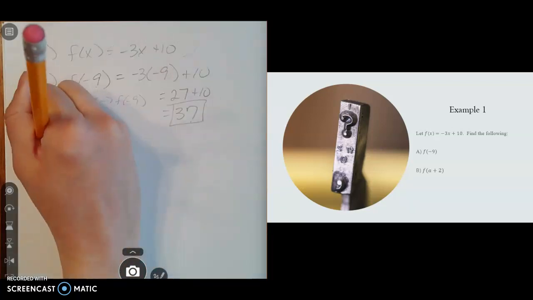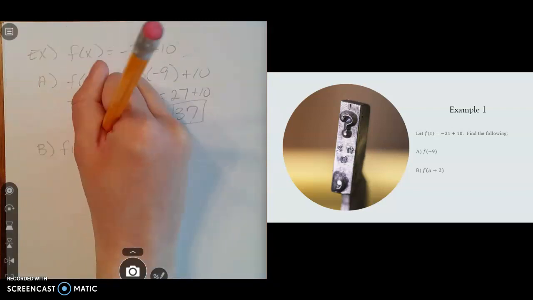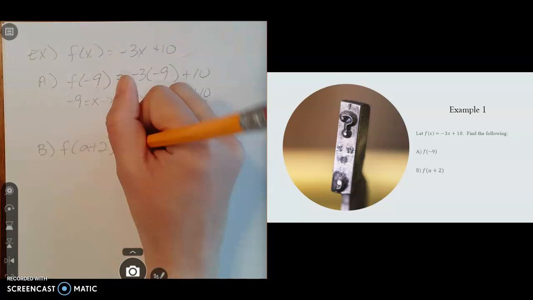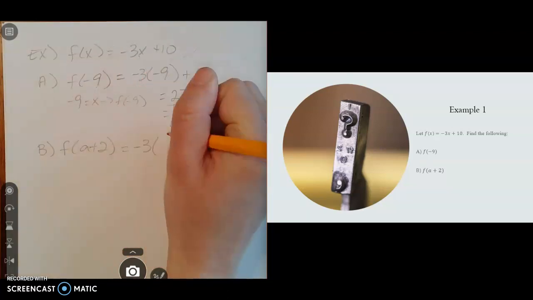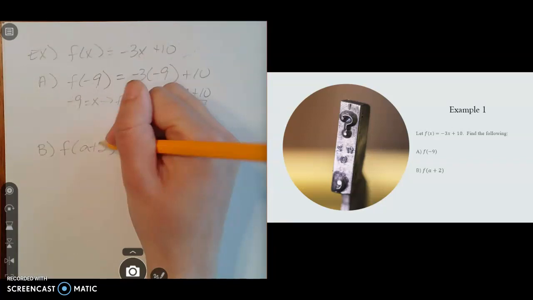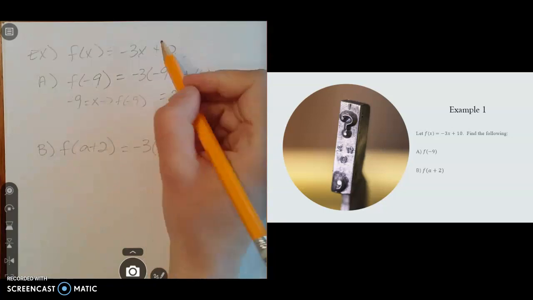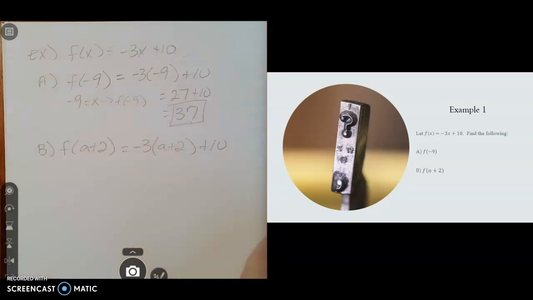All right, what if I have something like this? F of a plus 2. Well, our input, instead of just being a number, has a variable in it. But we actually do things the same way, okay? We're going to stay with our function rule. So that's negative 3 times our input. That'll be negative 3 times a plus 2, plus 10. So I'm taking my function and just substituting a plus 2 for x, okay?